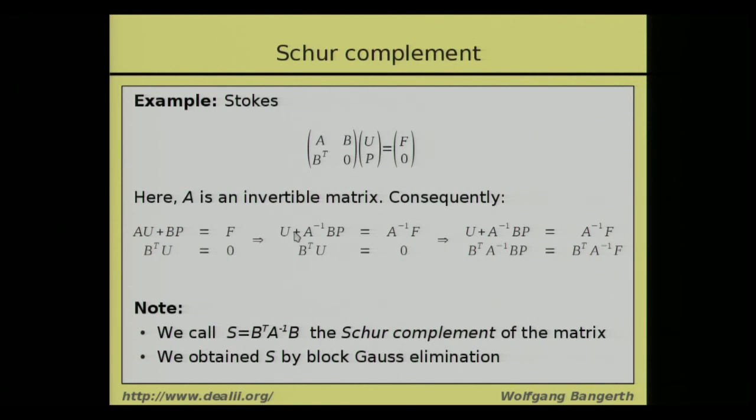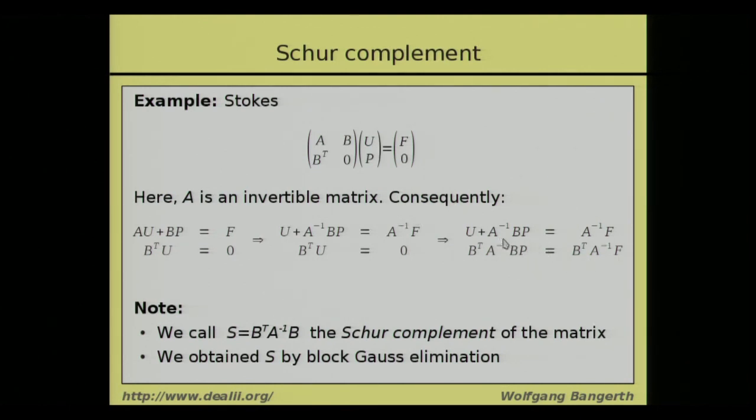Then what I've done here is, of course, at least formally, I have singled out u. And so I can say u equals A to the minus 1 f minus A to the minus 1 B p, and I can stick this here into the second equation. So if I do this, I come out with an equation that looks like this: B^T A^-1 B p equals B^T A^-1 f.